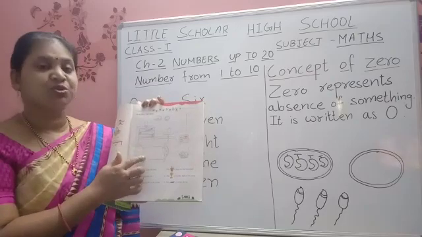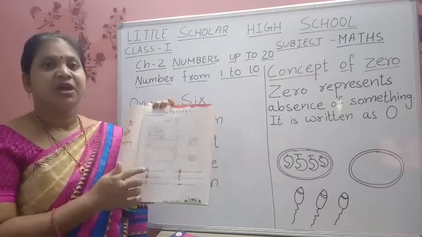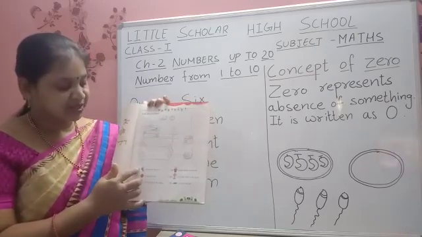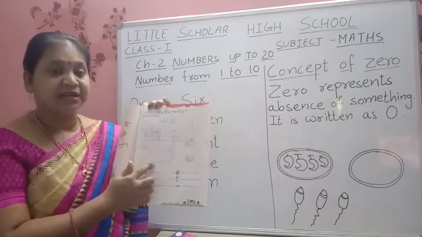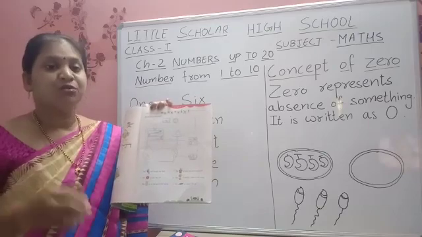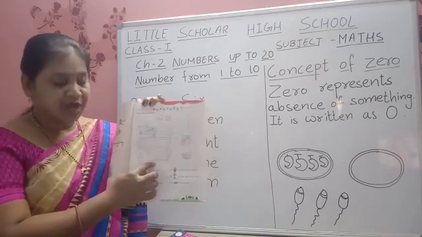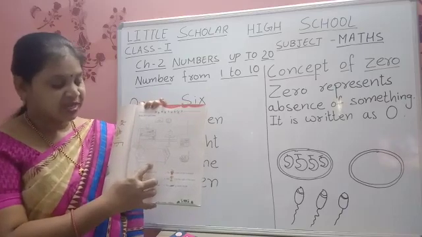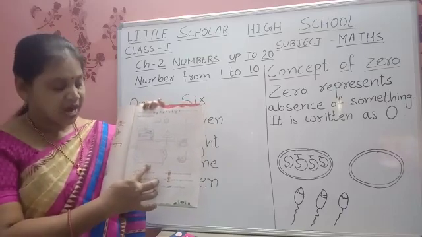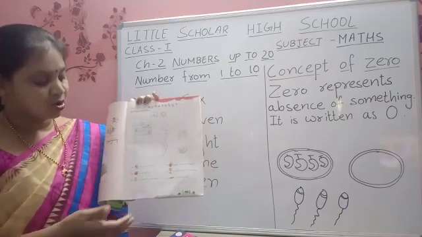According to the sentence you should draw and you should color. The shoes are under the bed. This is the bed, but under the bed. Under means up or down? Down. Under means down. So down here you should draw shoes. Is it clear? Understood? Under means below, down.